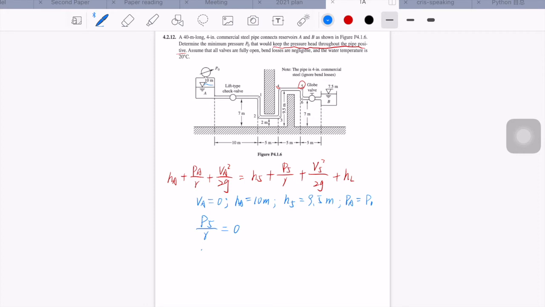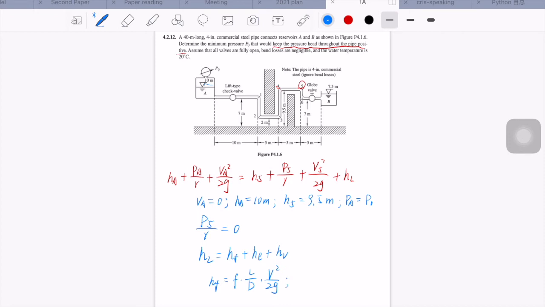And the head loss equals the friction loss plus the entrance loss plus the valve loss. So according to the Darcy equation, friction loss equals f times L divided by D times V squared divided by 2G.